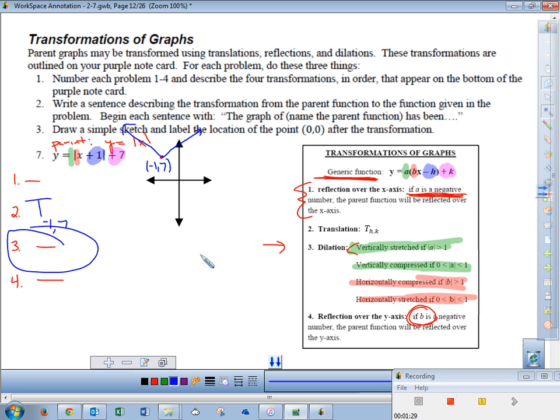And all that did was help us answer the question. We haven't even answered the question yet, because they want us to write a sentence. Ladies, gentlemen, how do you sentence start? Capital letters, and how do they end? With a period. Takes time to do it right. Every sentence will start the same way. The graph of, I'll get you started. The graph of.